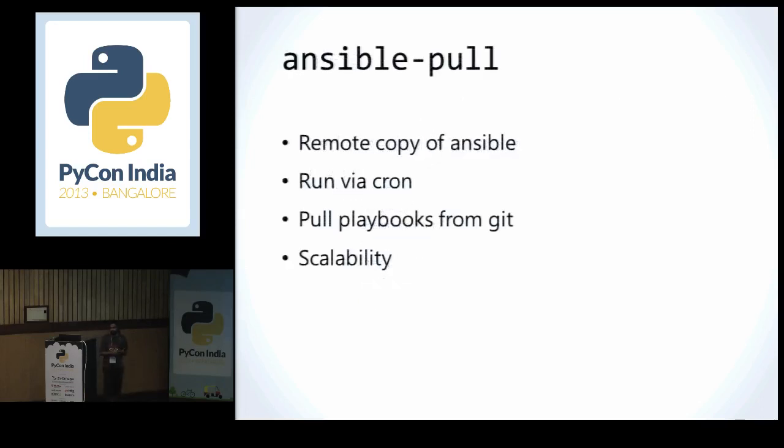People who like Chef might want to know how we can scale this to a larger infrastructure. So there's something called Ansible pull, which basically tries to create a remote copy of Ansible on all your instances, and it just works like Chef in that case. This just improves scalability a bit, and it runs via cron, and you can pull playbooks to keep your managed instances managed.